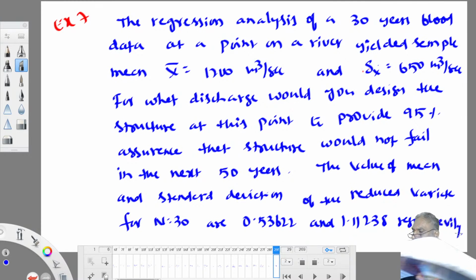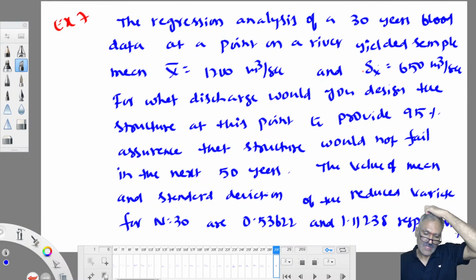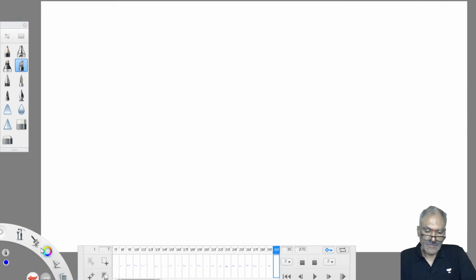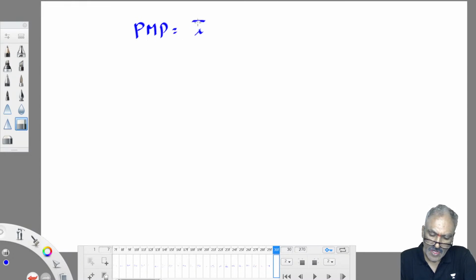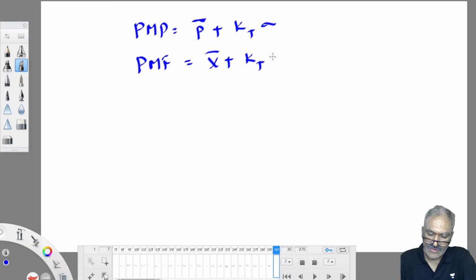Okay, let us try this question. So what have we been asked to find out? What is that flood magnitude we need to choose so that we can provide 95% safety in the next 50 years? The probable maximum precipitation equation is P bar plus KT into sigma. If it is flood, we write it like this: probable maximum flood is equal to X bar plus KT into sigma, same concept applied to flood data.